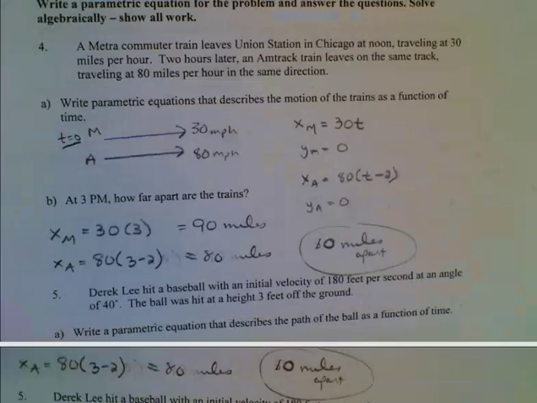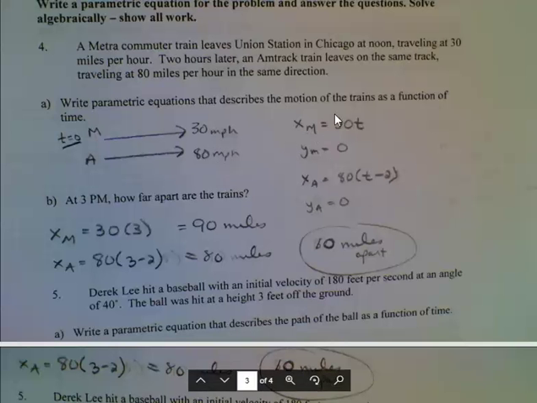Then there's going to be a problem where you have to do some kind of a setup for a parametric, but it's not a projectile one. So like this one says, you got 2 trains that are moving. I just had them go to the right. You could have them go any direction you want, but it's easiest if you just say, okay, they're both going in the same direction. This one was going 30 miles per hour. The other one was going 80.